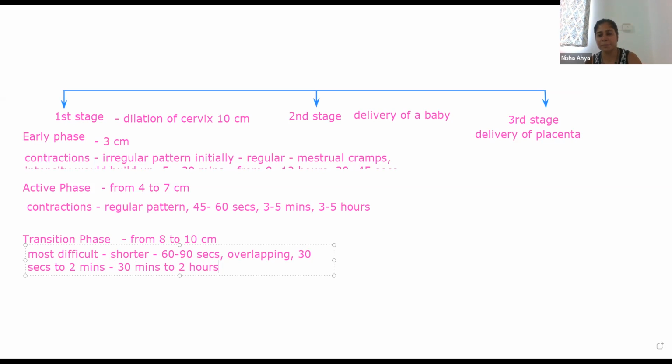If it is a second or third delivery, understand that the dilation will be faster. You may spend maybe only 25, 30 minutes in this phase. And most doctors do not even wait in the transition phase, because the cervix is dilated 8 centimeter. They immediately go for episiotomy here.